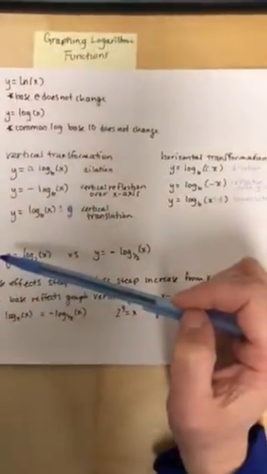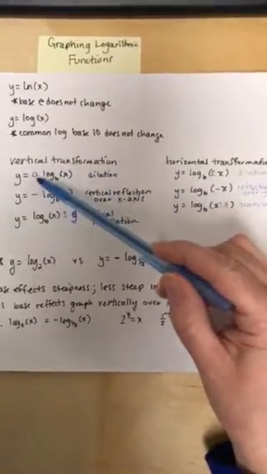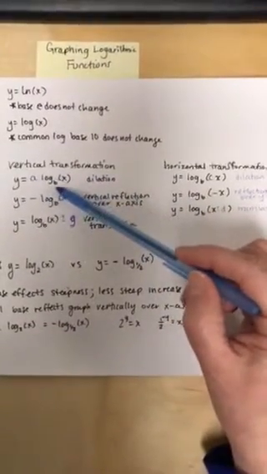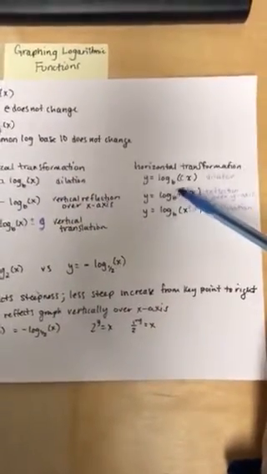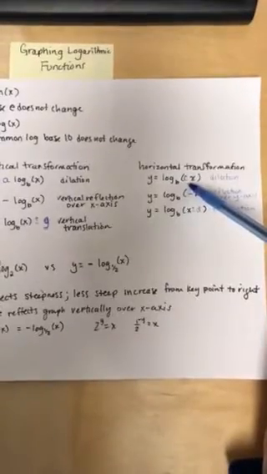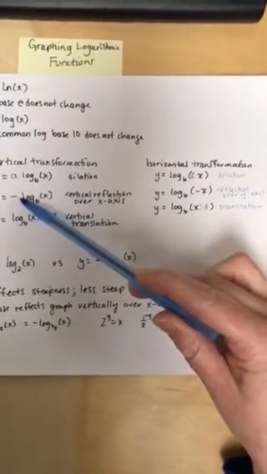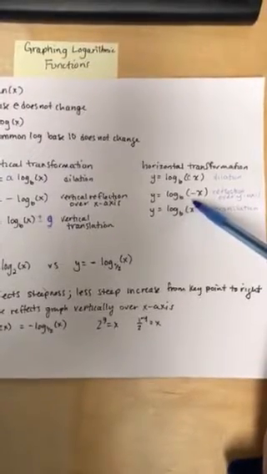To see what transformations look like, if you have vertical transformations, you'll see a number outside of the log. That'll be a vertical dilation. And if you have a number before the x inside the parentheses, that will be a horizontal dilation. A negative before the log is a vertical reflection. A negative with the x is a horizontal reflection.